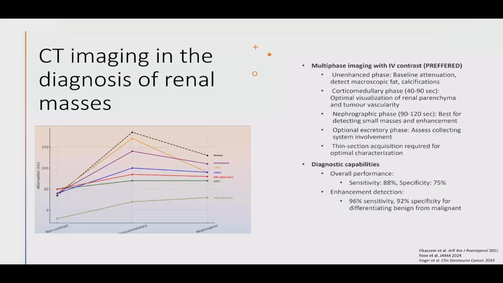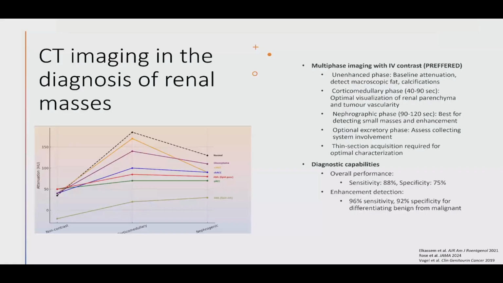The multi-phase protocol usually will include an unenhanced phase, which gives you a baseline enhancement measure, and it can also detect macroscopic fat and calcification. Then around the 40 to 90 second mark, there's the corticomedullary phase, which allows for optimal visualization of the renal parenchyma and intralesional vascularity. Finally, there's the nephrogenic phase, which is best at detecting small renal masses and enhancement of those lesions. Some protocols will also include a delayed phase to assess the collecting system, but this is not something that's standardized across protocols.